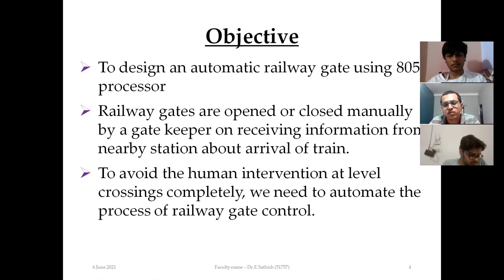So the objective of our project is to design an automatic railway gate using a 8051 processor.